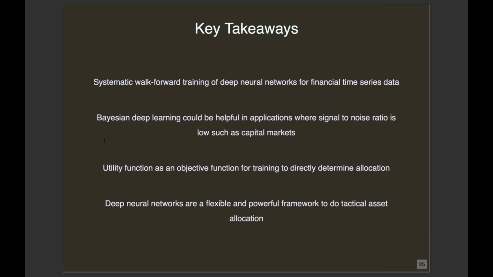And last but not the least, deep neural networks offer a very flexible and powerful framework to do tactical asset allocation.